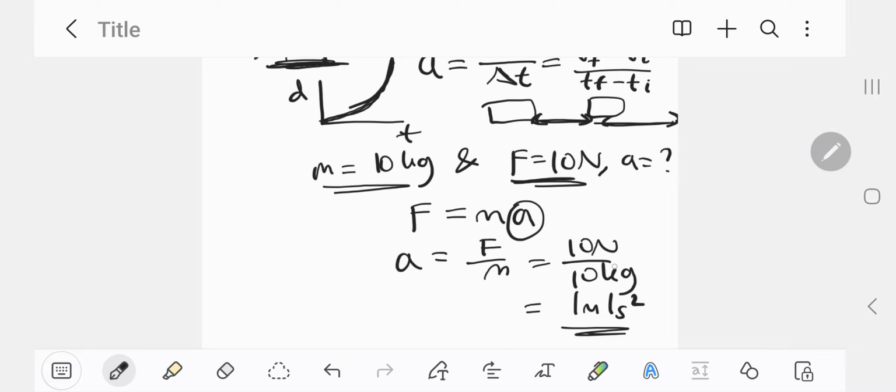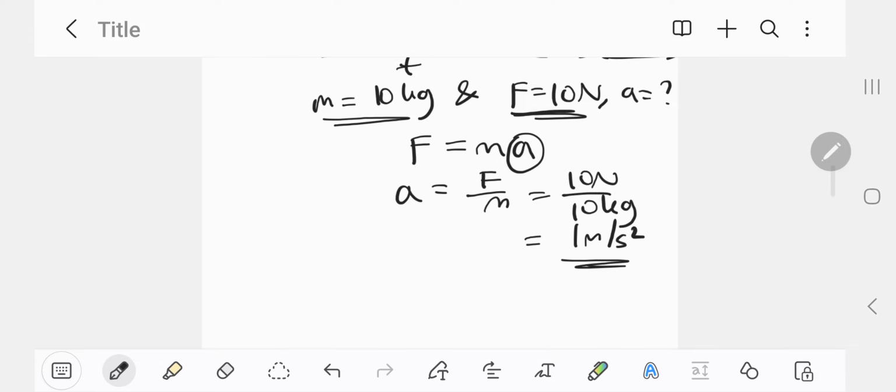Or you can write newtons per kilogram, same thing. But meters per second squared typically. Best to write it like that. Okay, the more mass an object has, the more force you need to accelerate it.